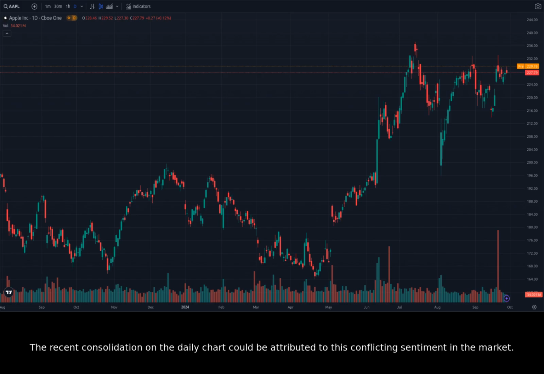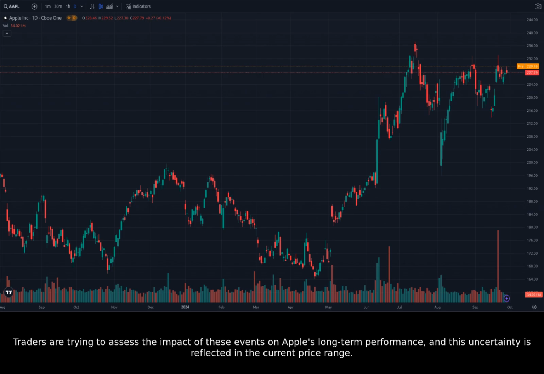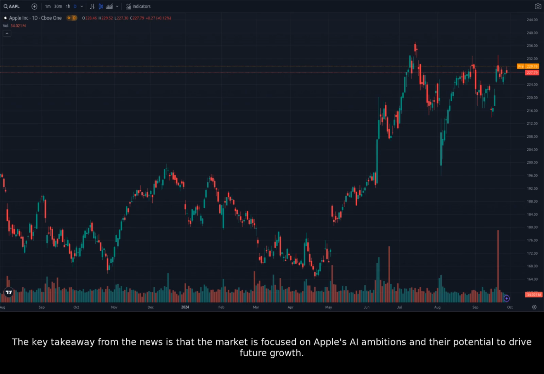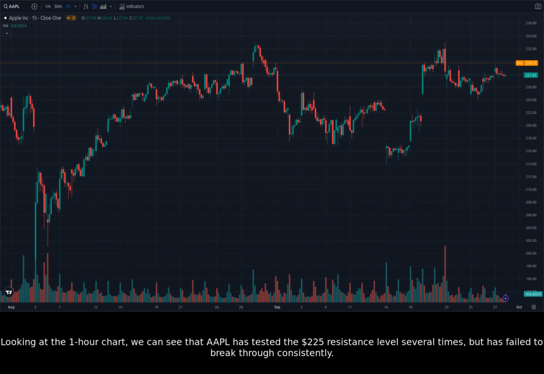The recent consolidation on the daily chart could be attributed to this conflicting sentiment in the market. Traders are trying to assess the impact of these events on Apple's long-term performance, and this uncertainty is reflected in the current price range. The key takeaway from the news is that the market is focused on Apple's AI ambitions and their potential to drive future growth. This is a crucial element to watch closely, as it could potentially influence the direction of the stock in the coming months.